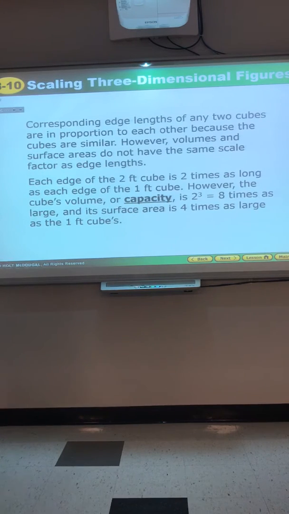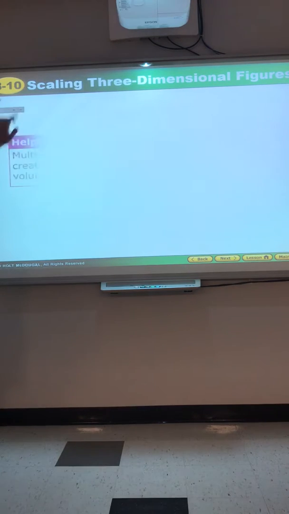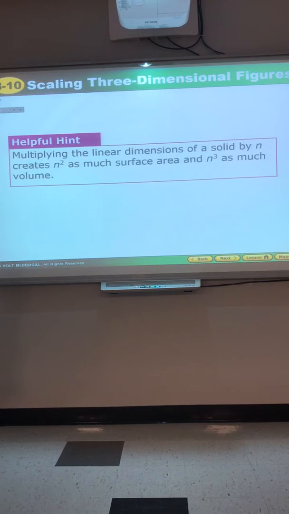So while we may scale up figures, their area and their volume change by much different amounts. Volume many times changes by a lot more because of the multiplication factor, and so does surface area. So be ready for that. Multiplying the linear dimensions of a solid by n creates n squared as much surface area and n cubed as much volume. So if it grows by a multiple of n, the volume is going to be n to the 3rd larger. For area or surface area, it's n squared.